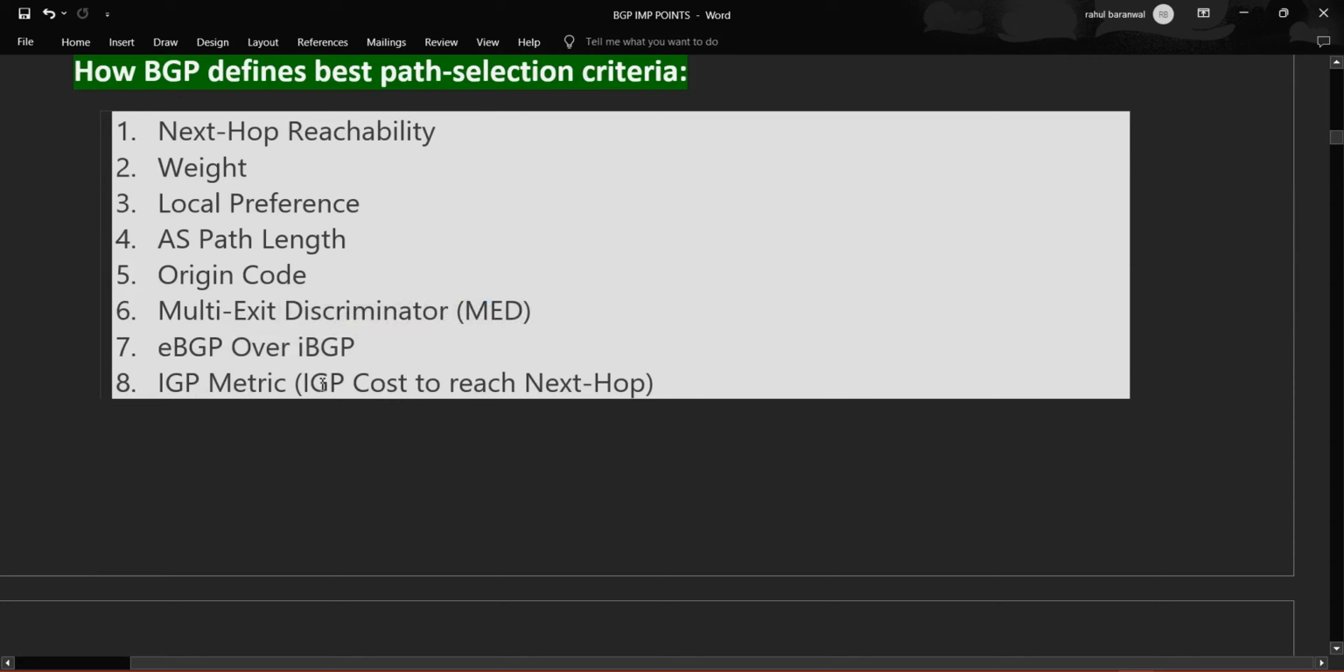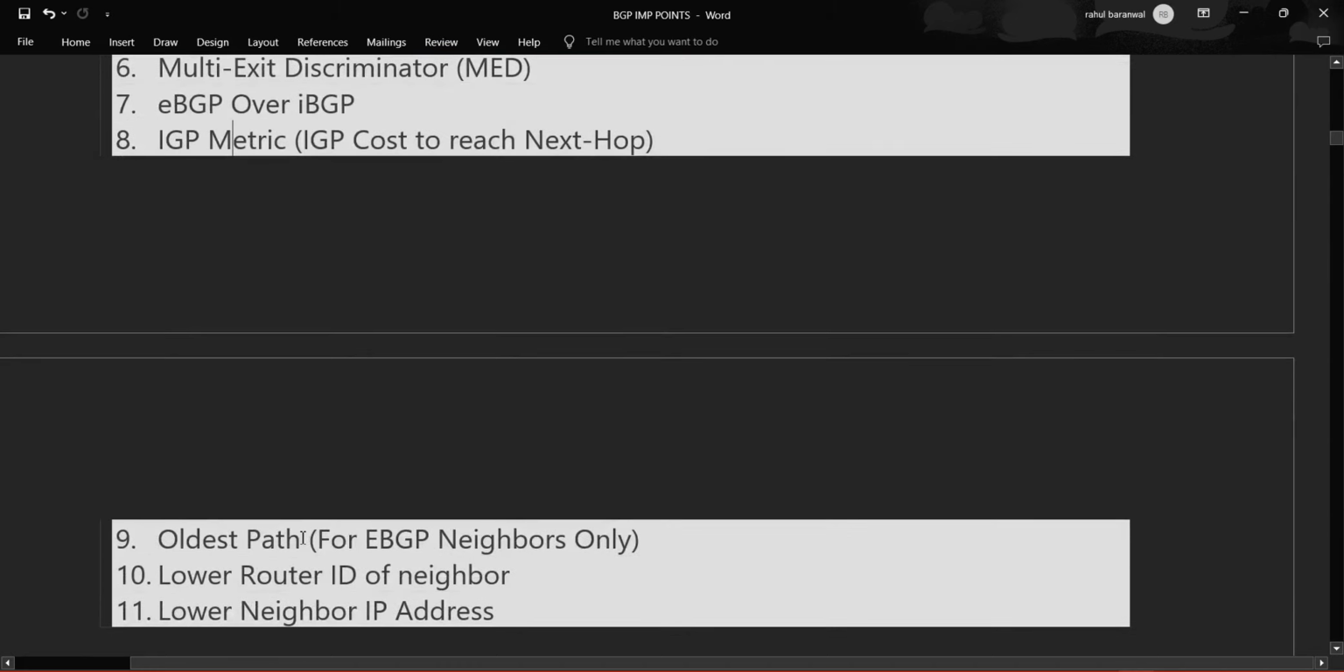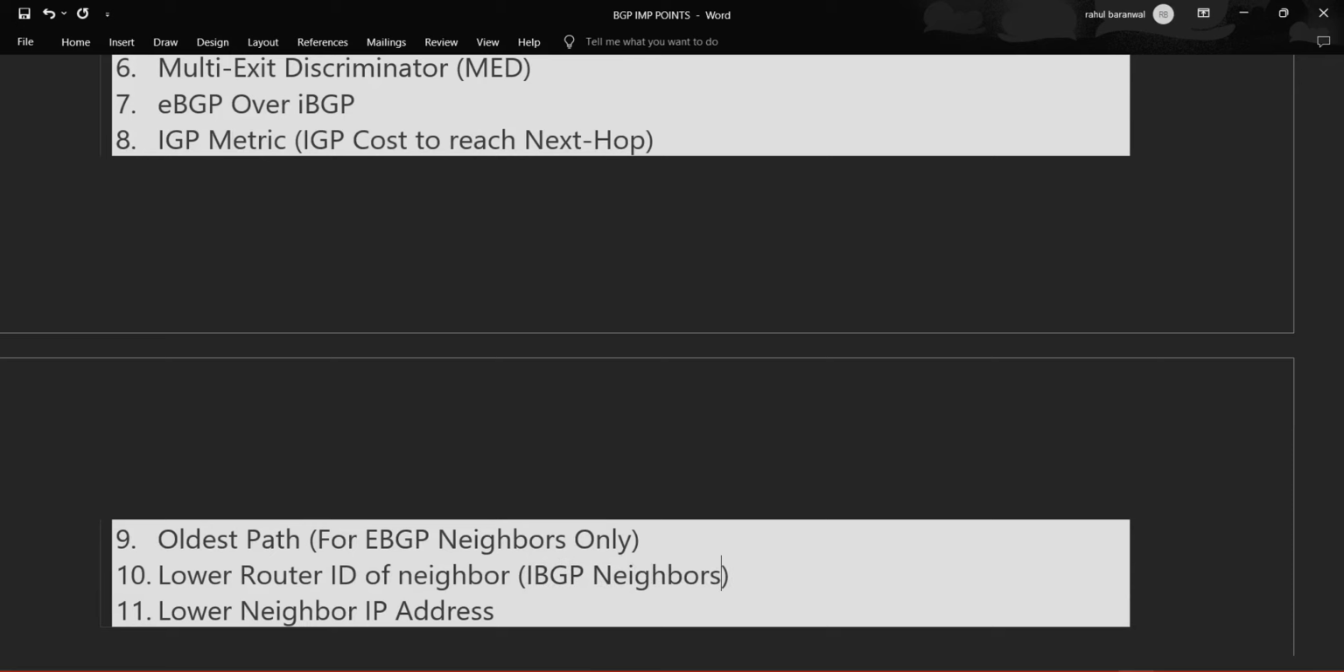Here, IGP cost to reach the next hop. Ninth one is oldest path, it's only for eBGP neighbors. Tenth one is lower router ID of the neighbor, and it is only for iBGP neighbors, and the eleventh is lower neighbor IP address. This is also only for iBGP neighbors.